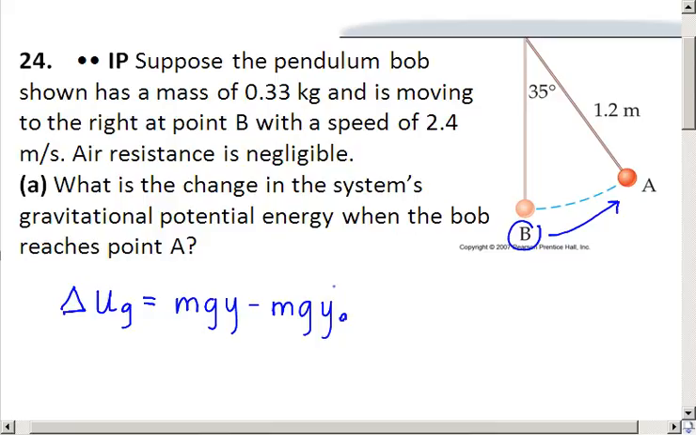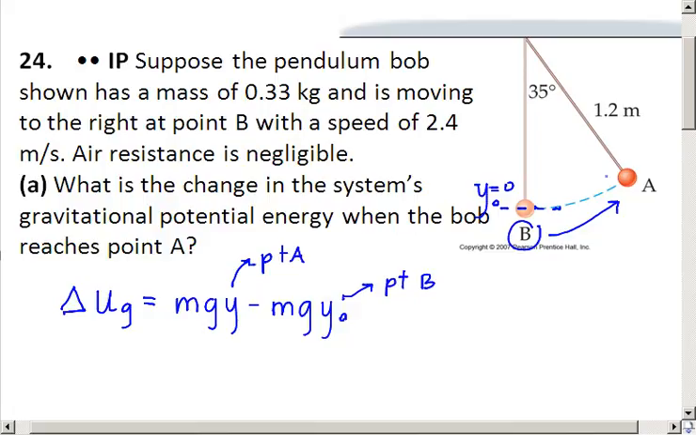Okay. Now let's see. This is a final position, so this would be at point A. This is an initial position right here, so this would be at point B, because it's going from B to A in this case. So what do you want the height at point B to be? What do you want to let this be right here? Y equals 0. Sure, and that'll be our initial height.